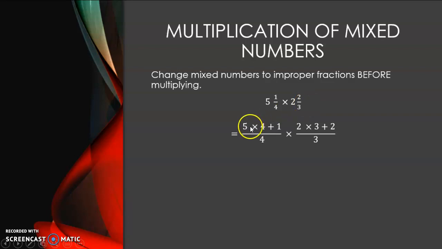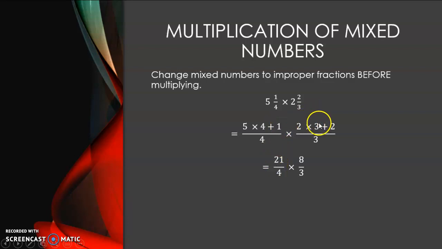Let's continue. Do you see here I did it? Here's my whole number times my denominator, add my numerator, and it is still over my denominator. It's my whole number times my denominator, adding my numerator that I already have, and it's still over 3, which was my denominator. Then 5 times 4 is 20, plus 1 is 21.